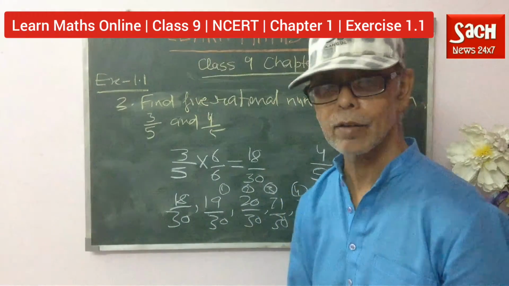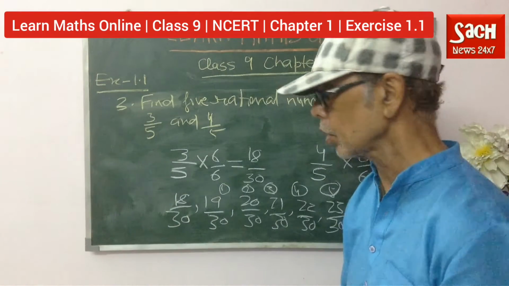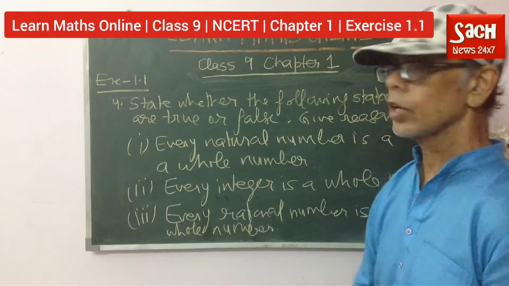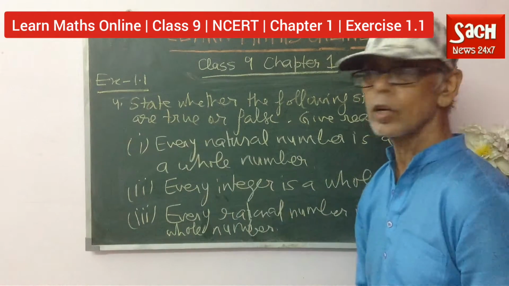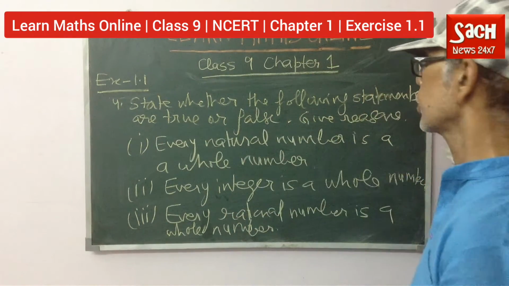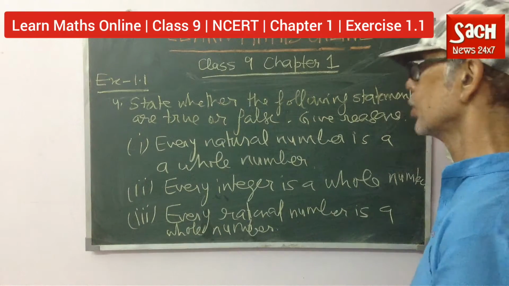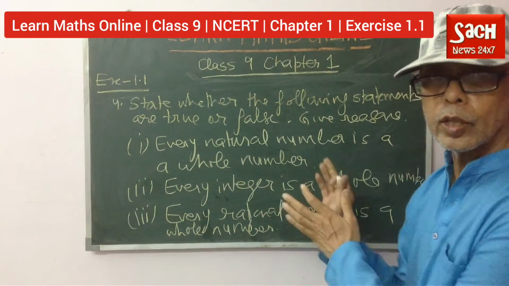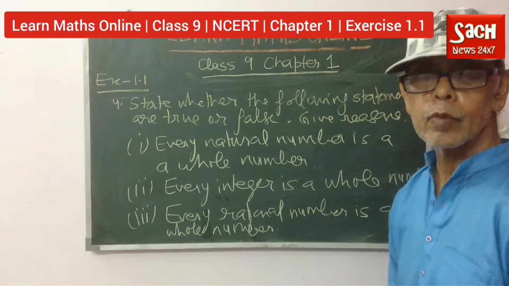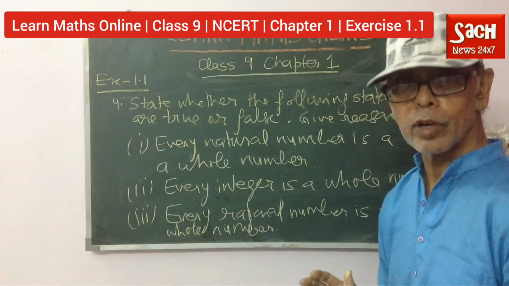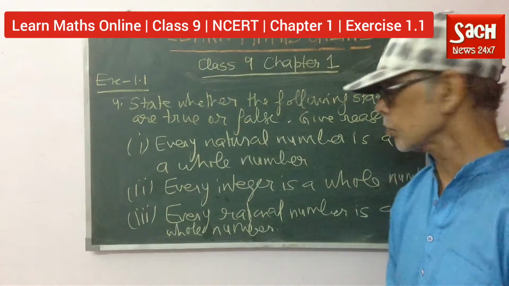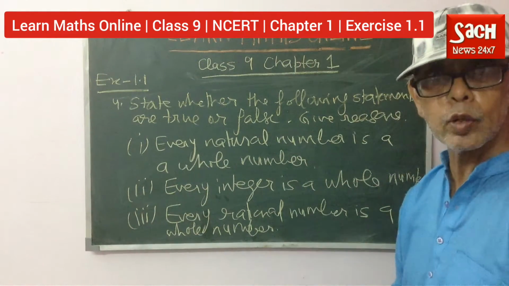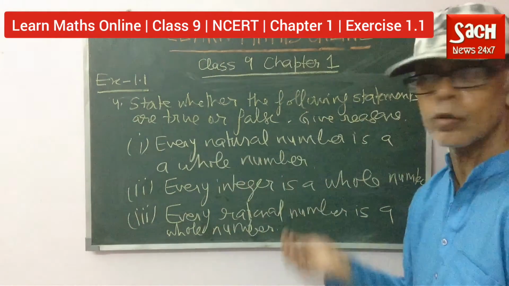So let's do the last question of this exercise. The last question of this exercise 1.1 is question 4. State whether the following statements are true or false. Give reasons. To do these questions, we should know what is a natural number, what is a whole number, what is an integer and what is a rational number. If we know these definitions, we can easily do this.